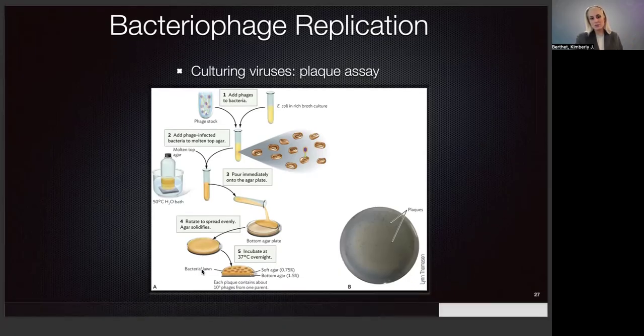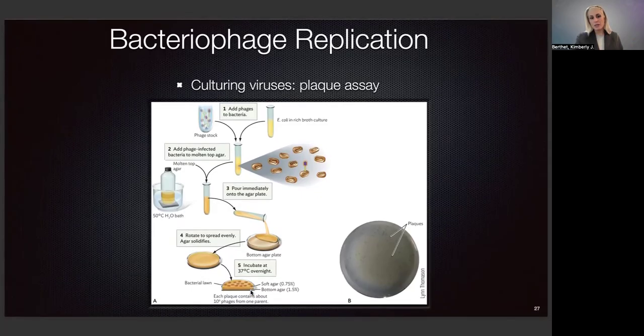What we see here is that we're spreading it evenly. And what we end up with after we incubate it, it says 37 degrees overnight. That's body temperature, 37 degrees Celsius overnight. What we see is that we end up with a bacterial lawn. All of this that we see here is all bacteria, a confluent lawn across the plate, except it has holes in it. And again, those are the plaques here.